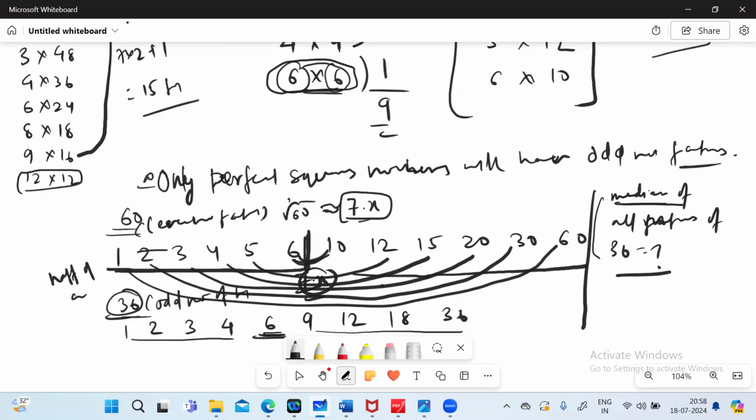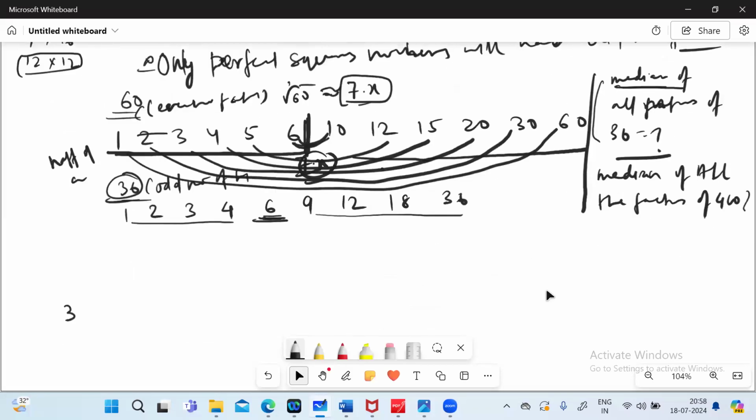So if I ask the question again: median of all the factors of 400. Batao, what will be the median of all the factors of 400? 20. Why? Because you know that 400 will have an odd number of factors. And since 400 is a perfect square, all the other factors will be either less than 20 or greater than 20, with 20 lying in between them. So the median of all the factors of 400 will be 20 only. So this is how we can visualize factors.